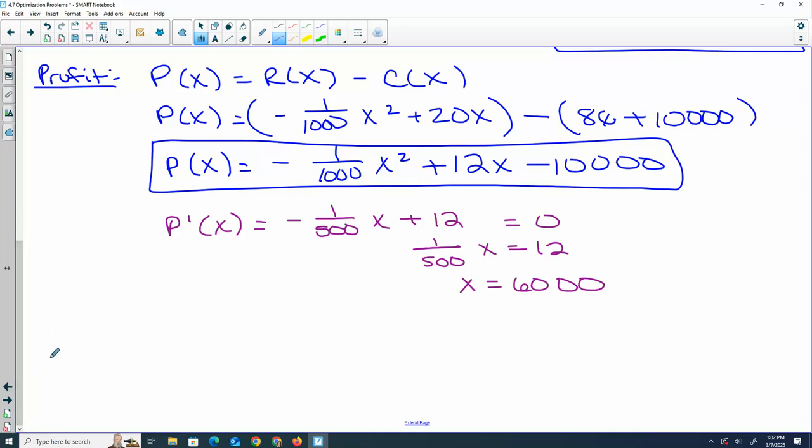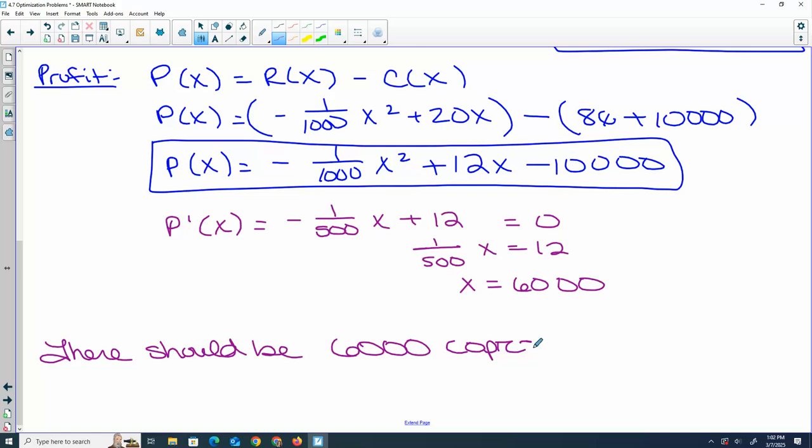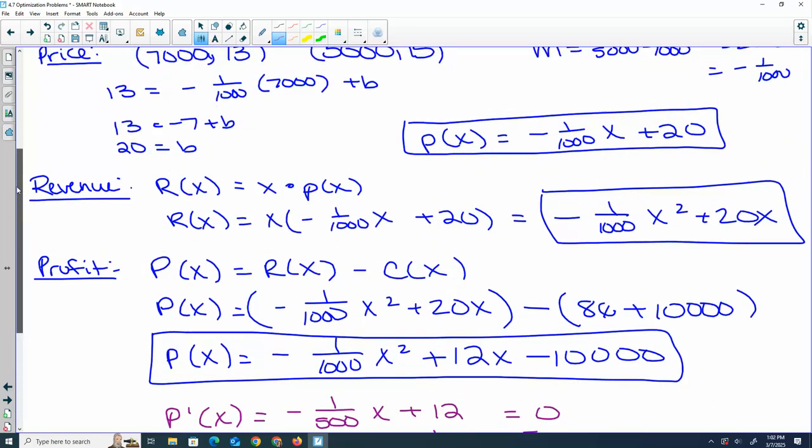So I asked two questions. How many copies should be printed? X was the number of books, so that's my 6,000 copies. And what should the price be? The price should be $14. And how do we get that? Put it into the price equation. Good labeling is helpful here.